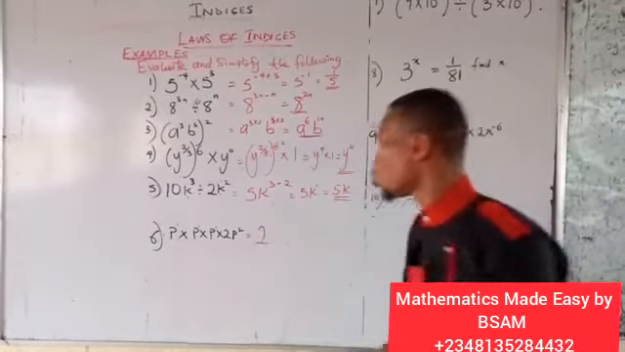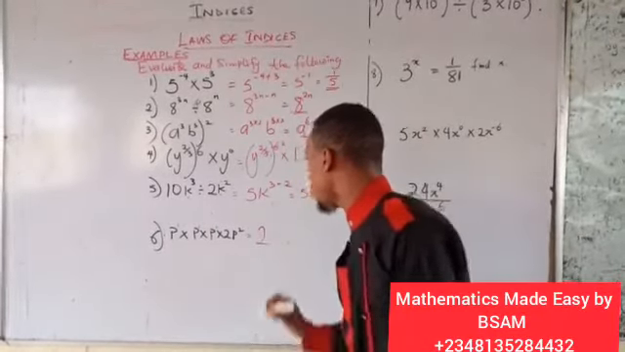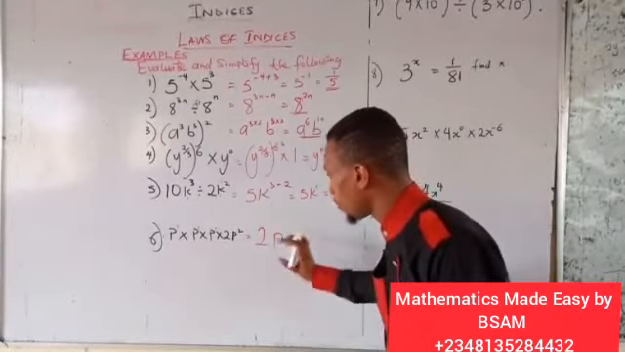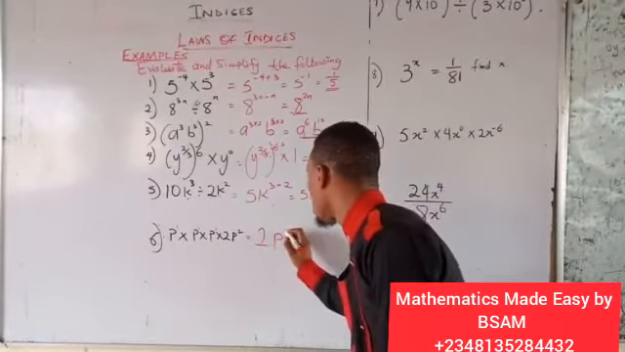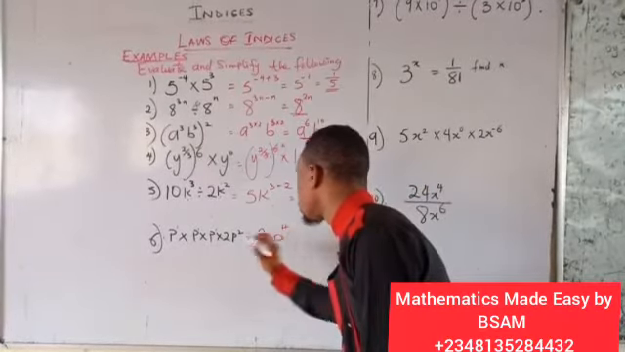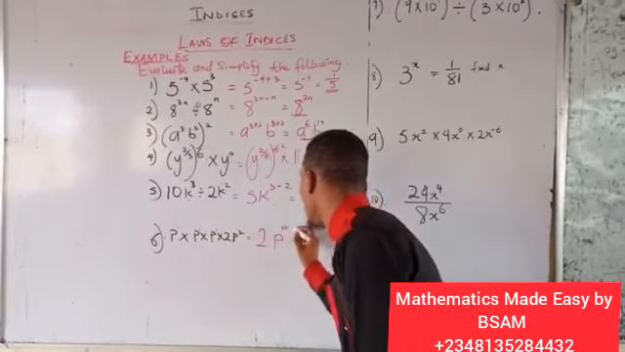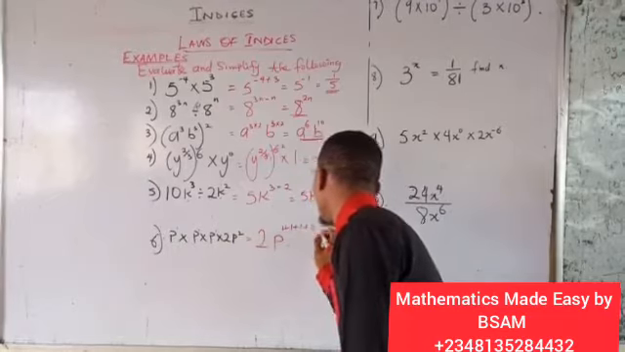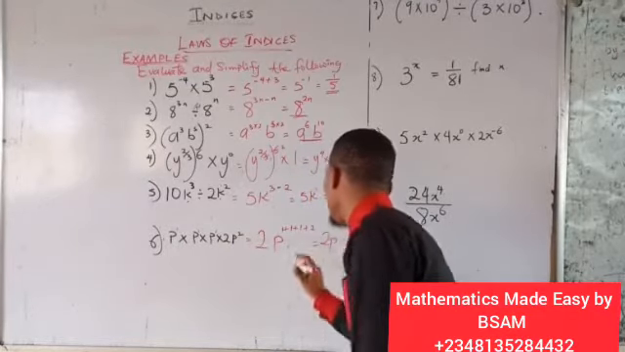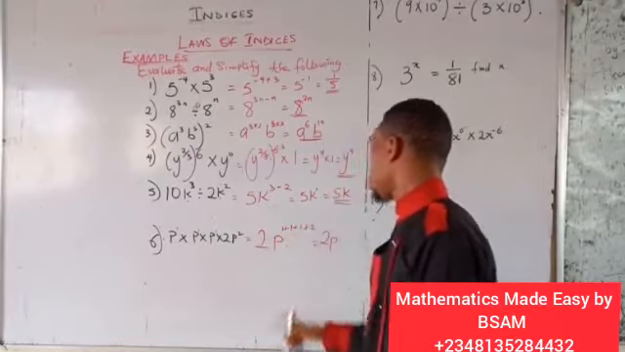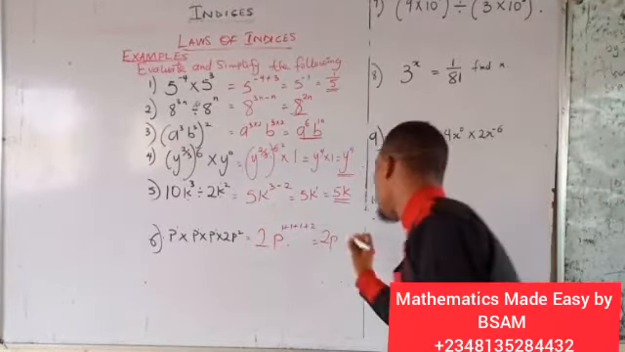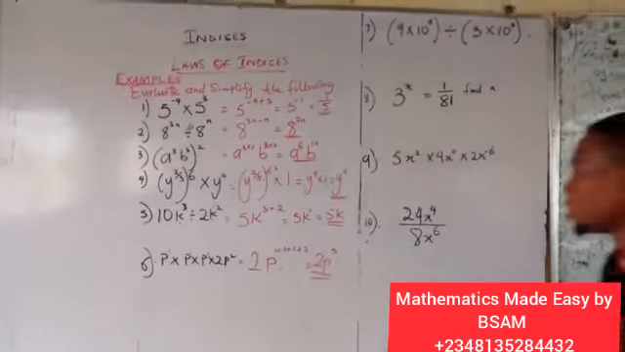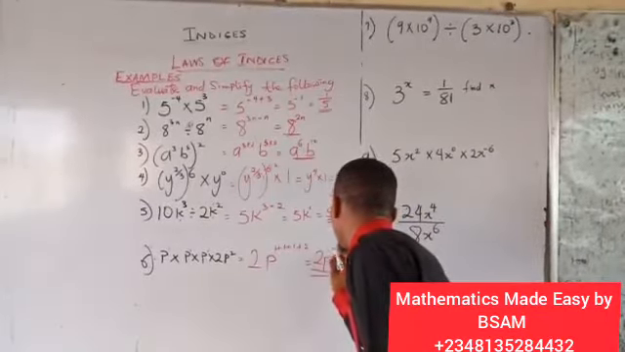give me 2. Then, applying my indices rule, I'm going to bring just one value out, which I'm bringing 1p out. Then I'm going to have 1 plus the first one here, plus this one, then plus 2. Which means I'm going to have 2p raised to the power 1 plus 1 plus 1 plus 2, is going to give me 5. Which means 2p raised to the power 5. Let me write this properly. 2p raised to the power 5.